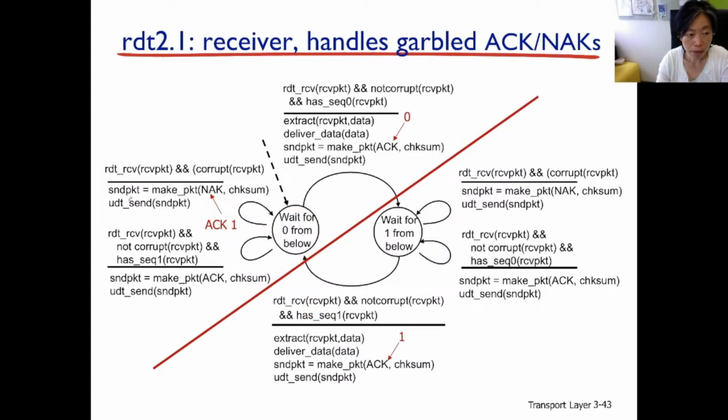Now, what about this other transition? Receiving a packet, not corrupted, but carrying sequence number 1. This is not the data 0 we're expecting. All right, how can this be happening? This is the very odd situation where the previous ACK being sent back to the sender gets corrupted, if you recall.